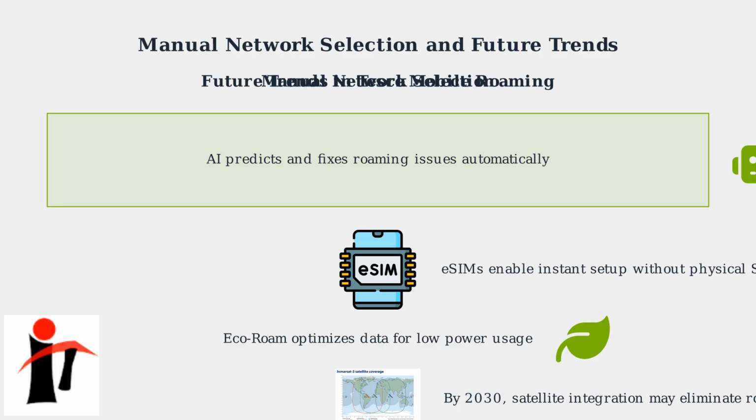By 2030, satellite integration could eliminate roaming dead zones. But for now, understanding the basics of roaming toggles, APNs, and manual network selection remains crucial for a smooth travel experience.